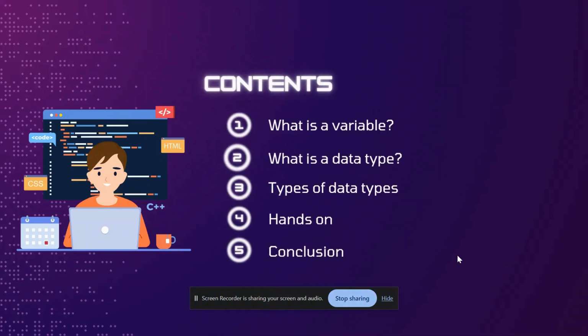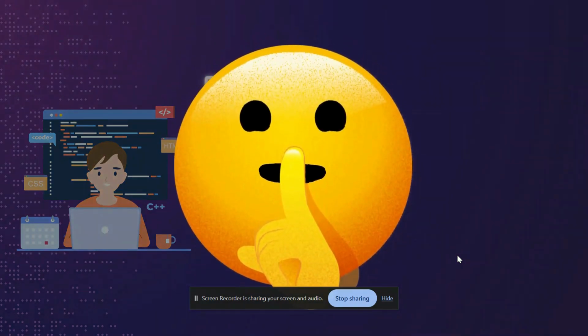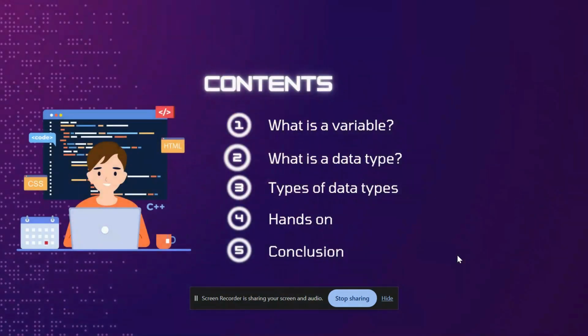So the agenda for today's video is: what is a variable, what is a data type, types of data types, and conclusion. These are the agenda. This is a very important concept in Java, so listen carefully. Okay? Now let's move on.